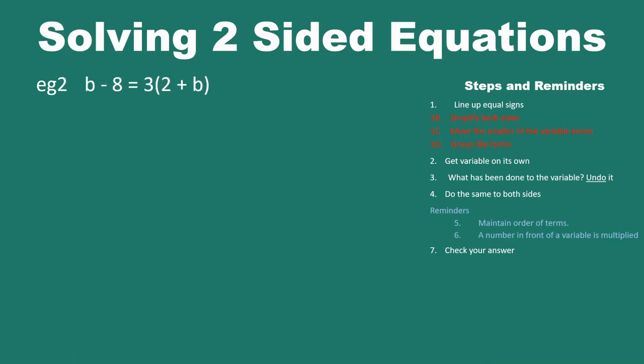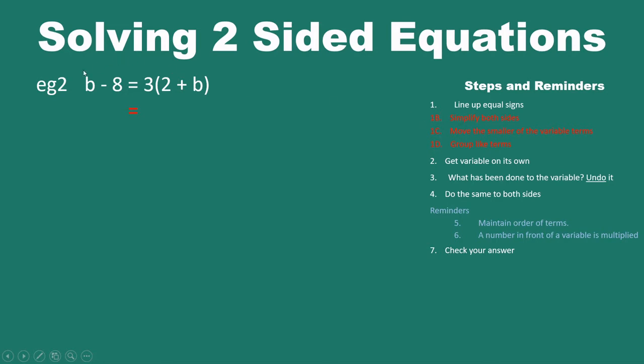Let's try an equation with brackets now. Again, this is still a two-sided equation. You see, I've got the variable B on the left-hand side of the equation, as well as the variable B on the right-hand side of the equation. First step, same as always, let's line up our equal signs. Step 1B, simplify both sides.